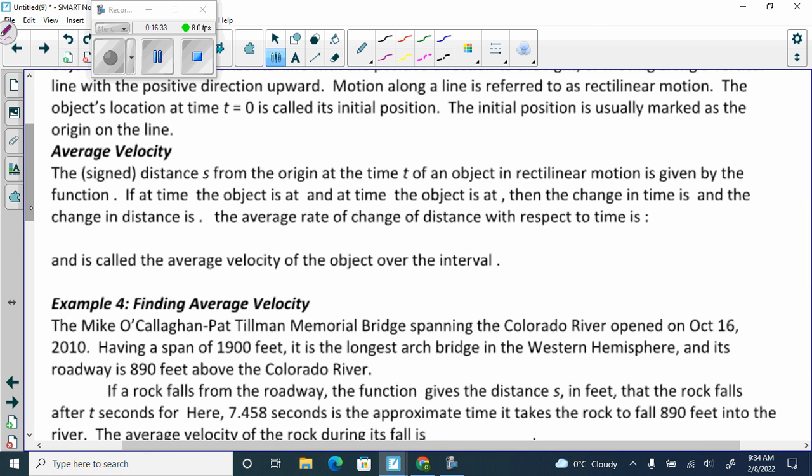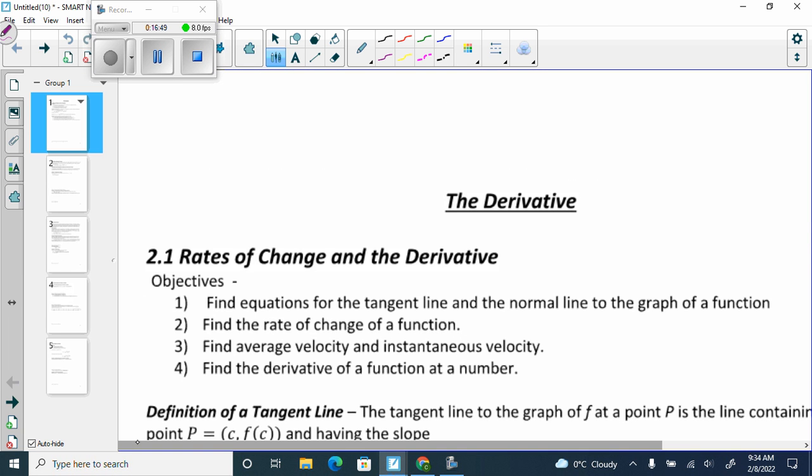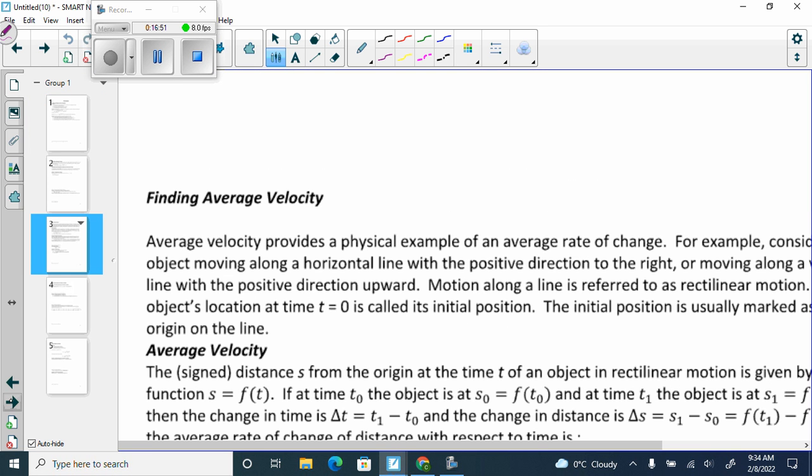Average velocity is the signed distance s from the origin to time t of an object in rectilinear motion. It's given by the function. If at time the object is at, and at time the object is at. Why is this still, oh, because I'm not on this one. Ignore me. Let me go to the one that actually I PDF'd. It's ignoring all the numbers, which is really stupid.